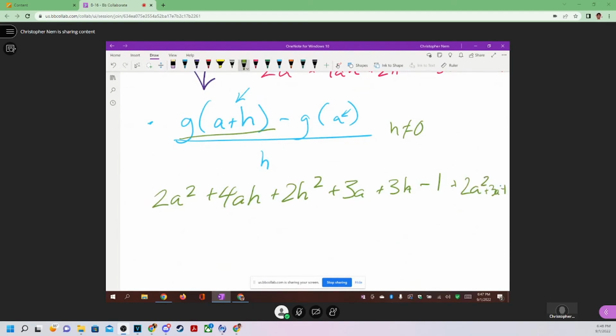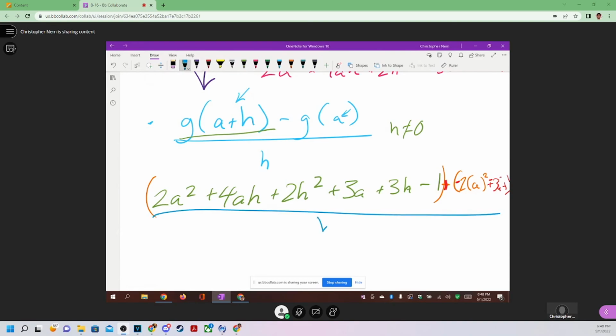And now you got to be careful actually. So let me erase this. I got to actually be careful. I made a mistake here. This is subtracting 2a squared plus 3a minus 1. All right, so to deal with subtraction, I'm going to turn this to addition, but I'm going to change the sign of everything.